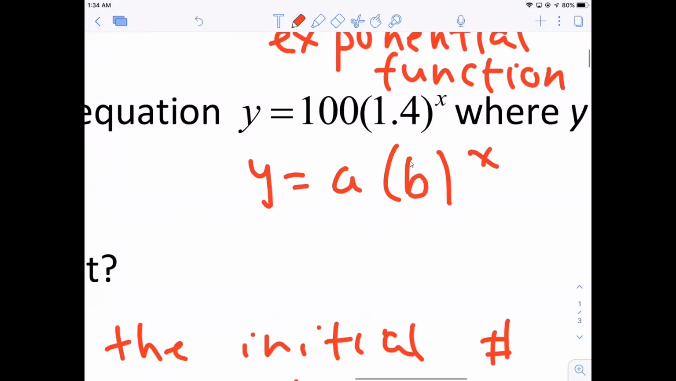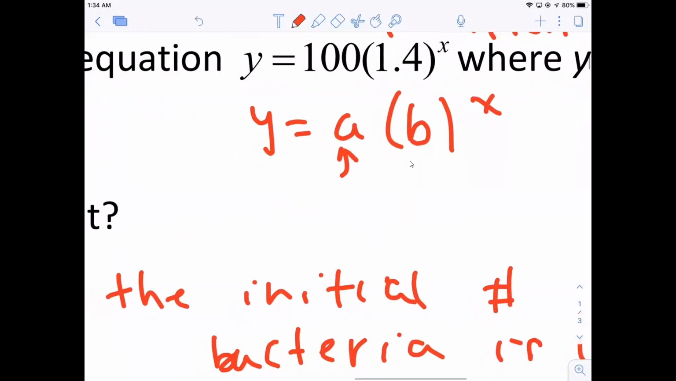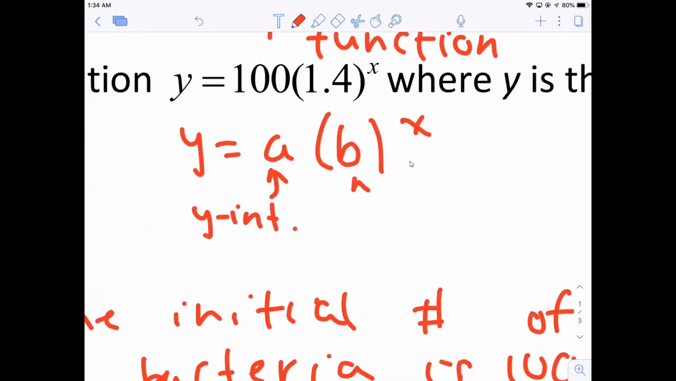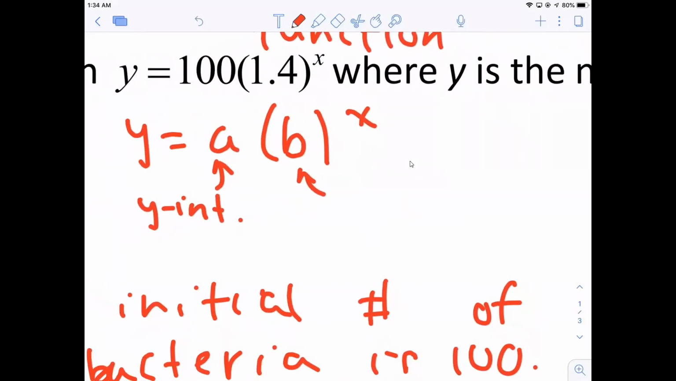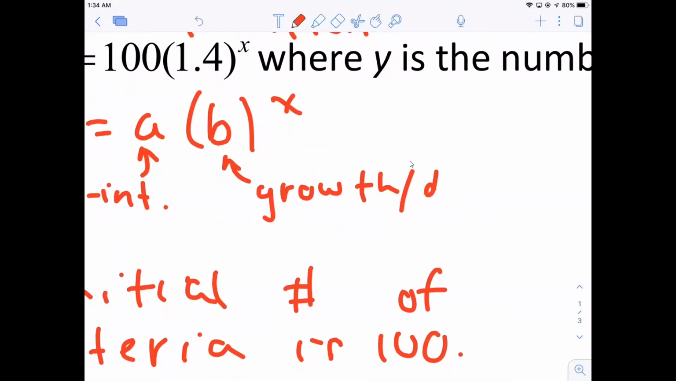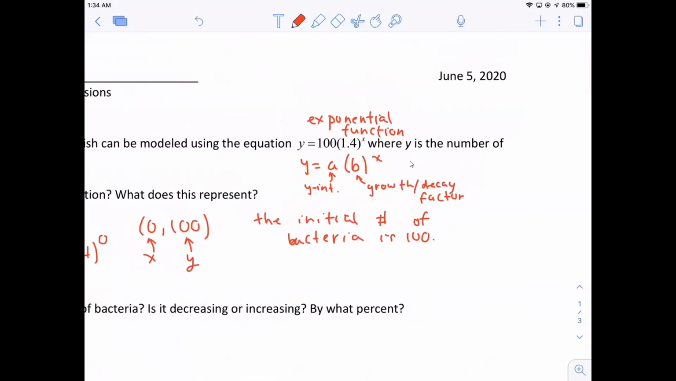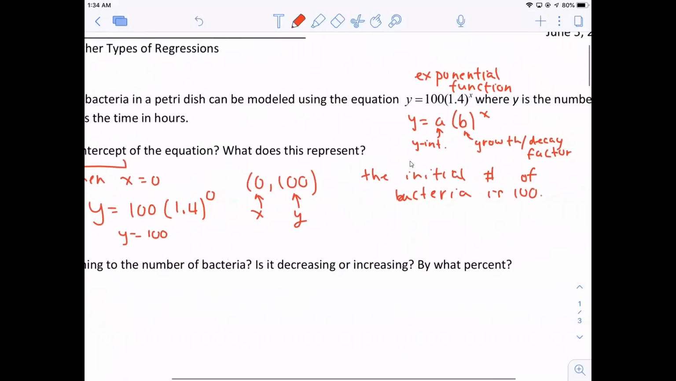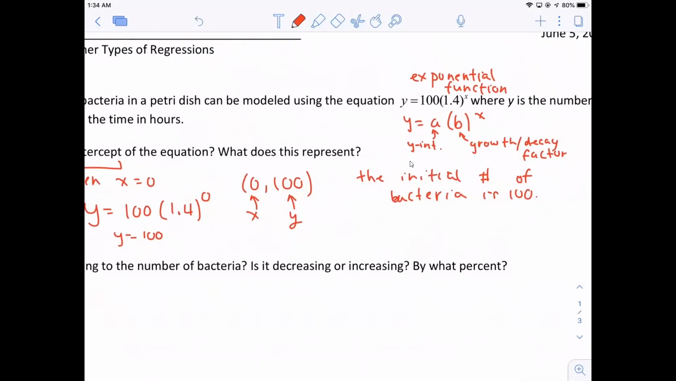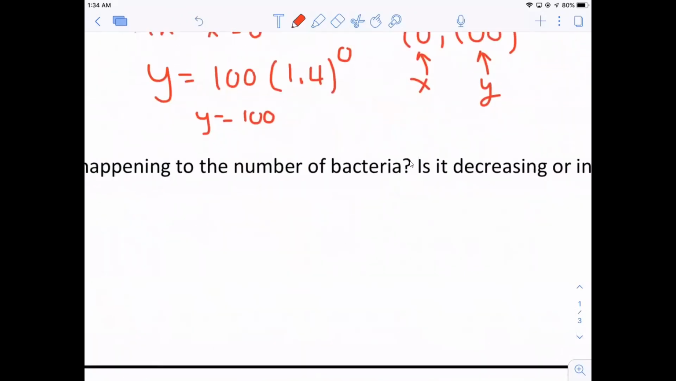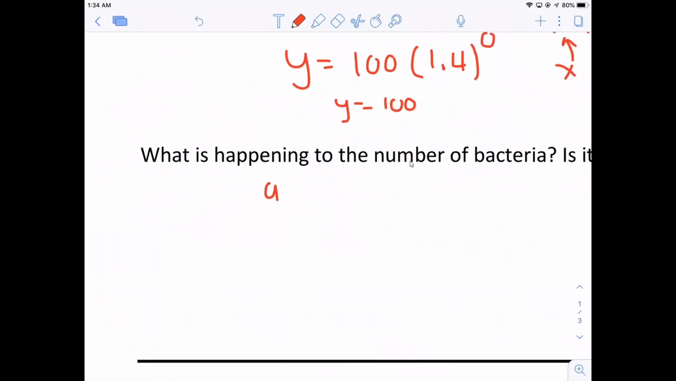If you remembered exponential functions and something like y equals a times b to the x, then you might remember that that a value is our y-intercept, and that b value is our growth or decay factor. So in this case, is this a growth or a decay? Well, that b value was 1.4. If you remember, when we multiply by a number bigger than 1, it is growing, right? It is increasing.